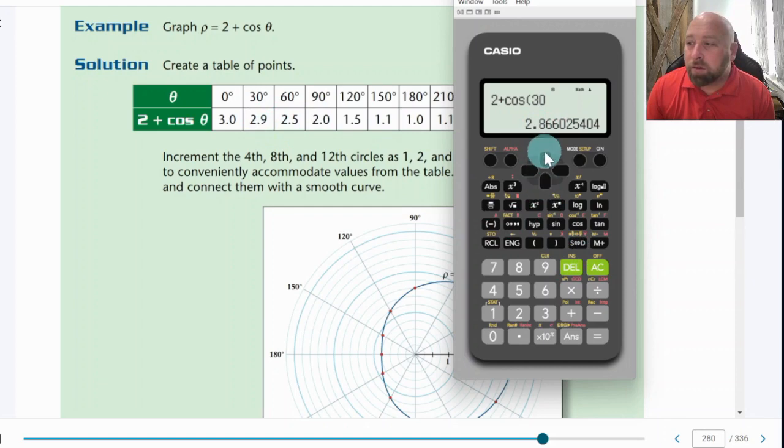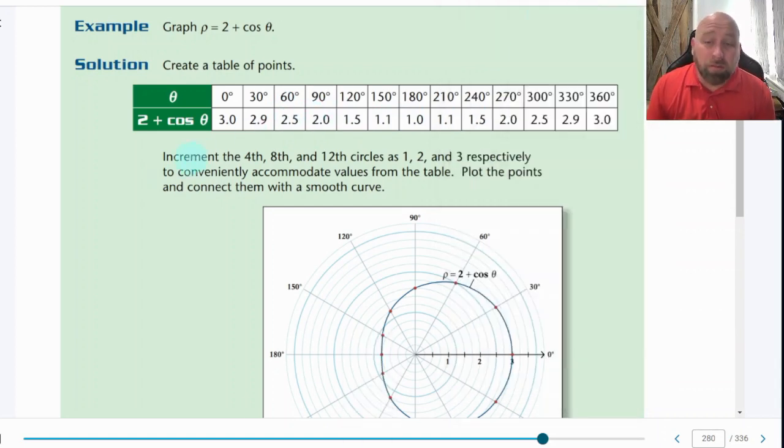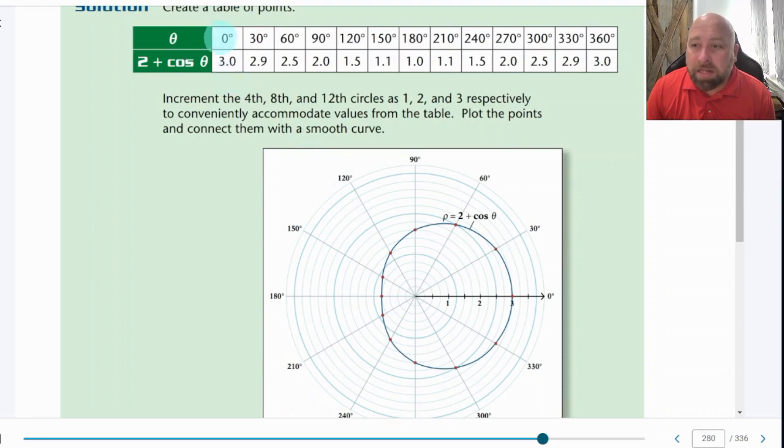All right, so I'm going to go back over there. We'll delete 30 and we'll put in 60. And 60 is going to give us 2.5. There it is. So it's really that easy. Just plug them into your calculator, put the value here, and then fill that row in. Fill the row in, and then you will have all of your values all the way down. Okay, now what? Now we take those values.